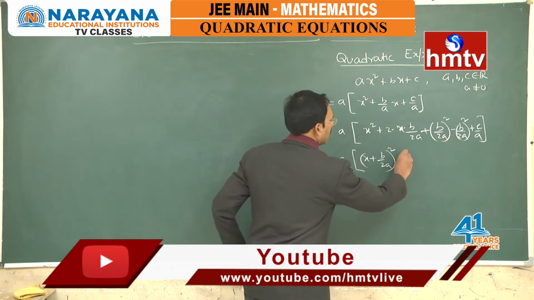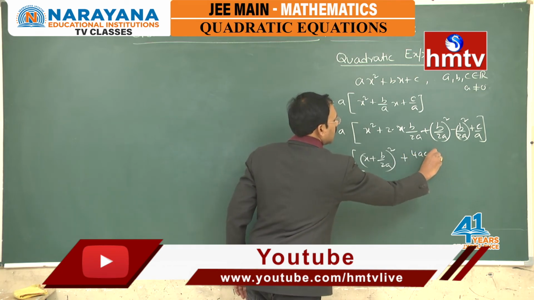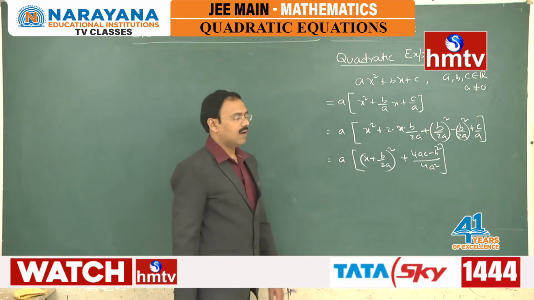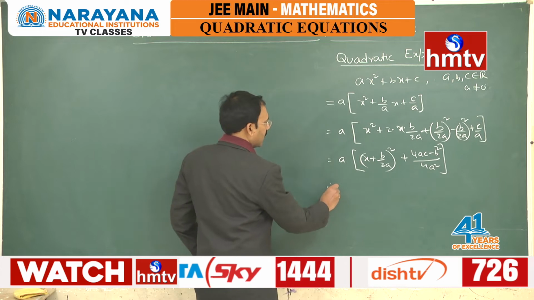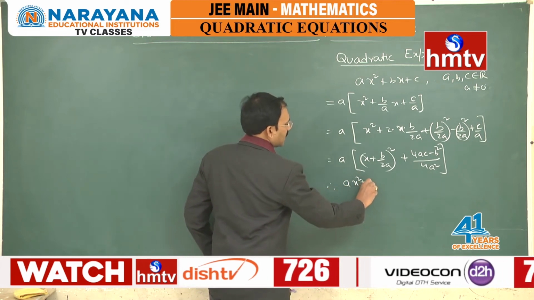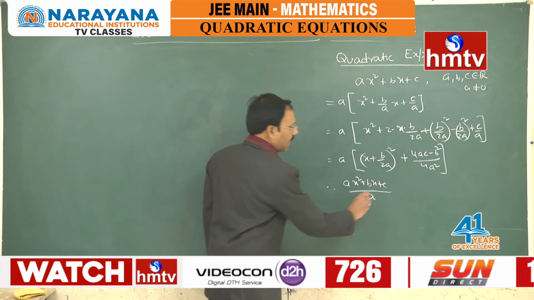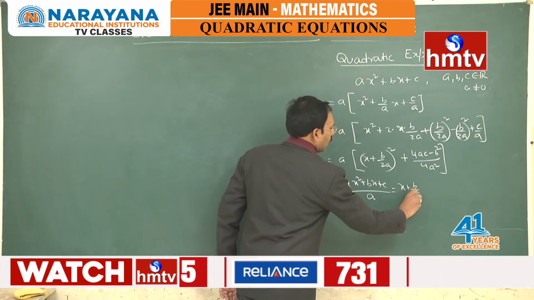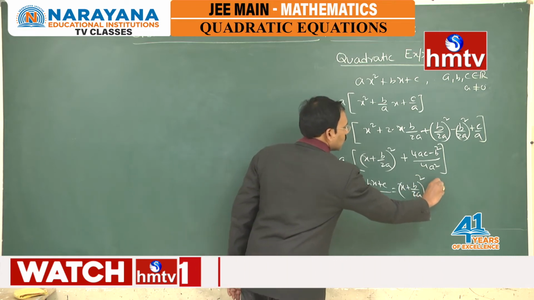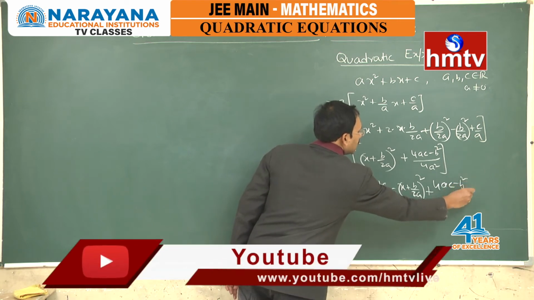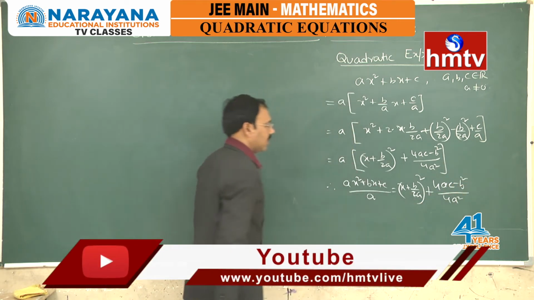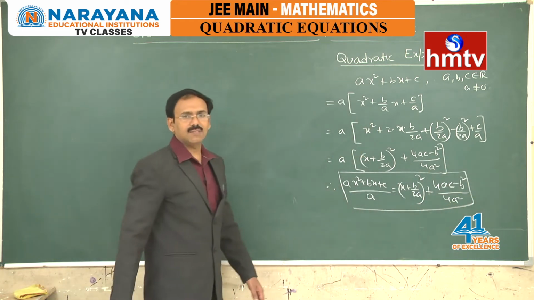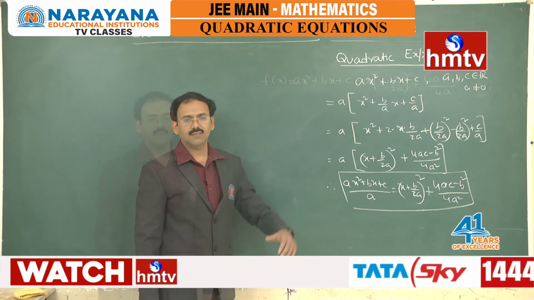Then this will become plus (4ac − b²)/4a², and hence one can write (ax² + bx + c)/a as (x + b/2a)² + (4ac − b²)/4a². This is an important equation which helps us in further analysis.